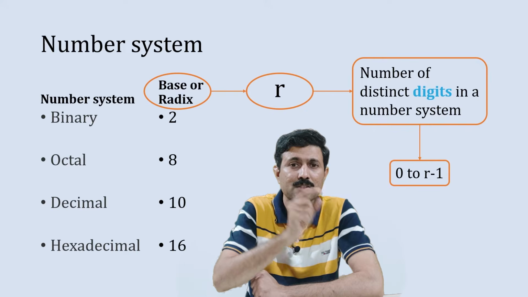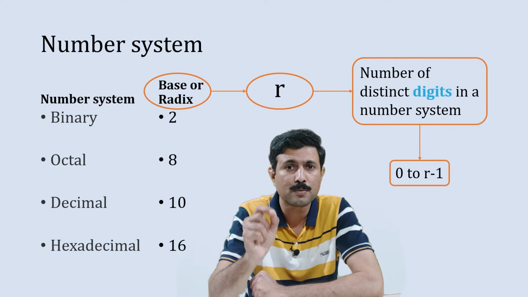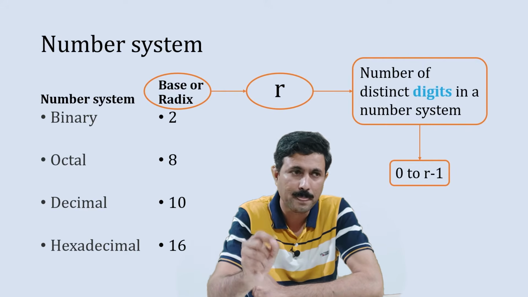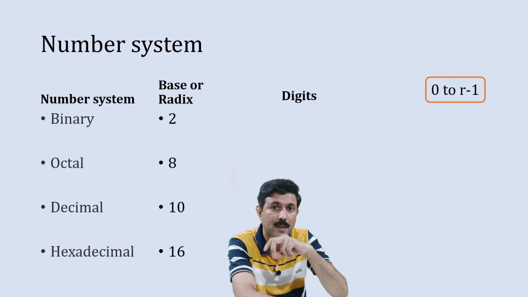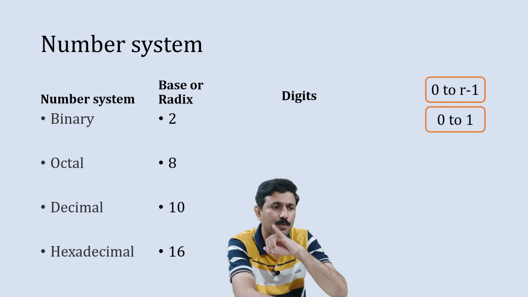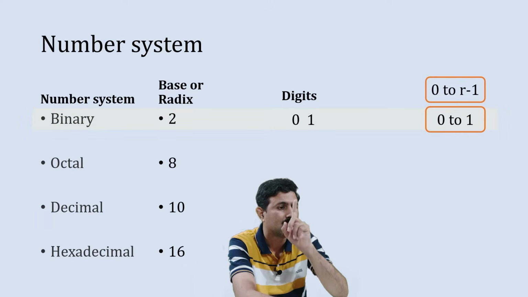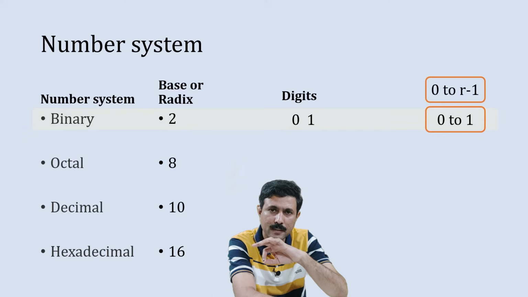Those digits start from 0 and go up to r minus 1. For example, if we talk about binary number system, the base is 2. So if we subtract 2 minus 1, we have 1. So our binary number system starts from 0 and goes up to 1. So which are the two distinct digits we have in the binary system? Those are 0 and 1.